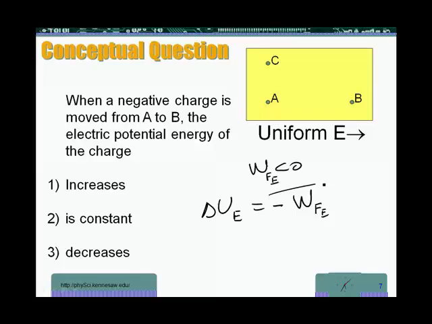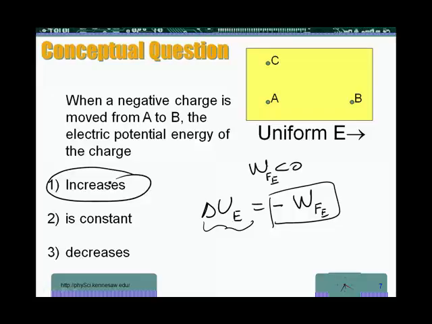So since we ended up having a negative work, and we are getting the negative of that negative work, the change in electrical potential energy must be positive. Then we can say that the electrical potential energy increases.